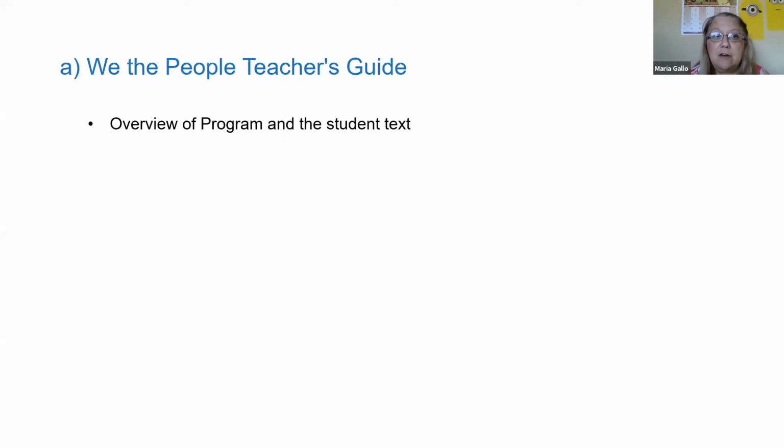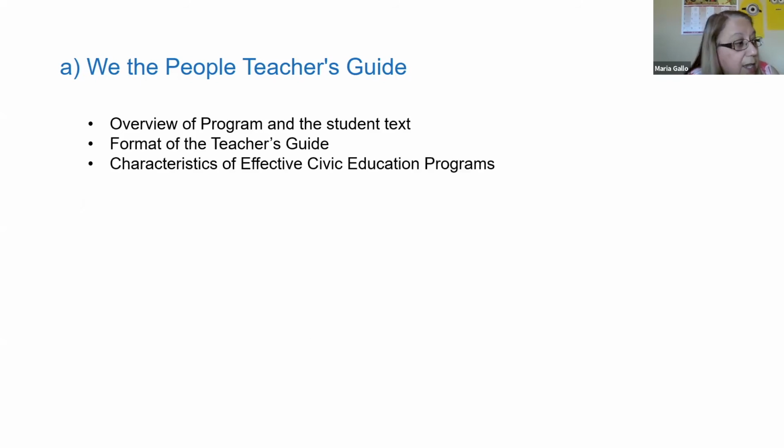The front matter is an overview of the program and the student text, which gives you the goals, the rationale, the organization, assessments, and culminating activities that are possible with this. It will give you an understanding of the format of the Teacher's Guide and of the student text. It will also give you the characteristics of effective educational programs, and teaching methodology.